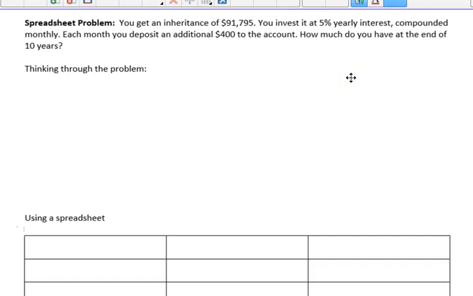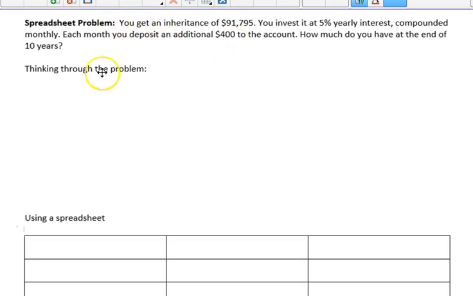Now let's look at another application of recursive formulas. Let's say you get an inheritance of $91,795. You want to invest it at 5% yearly interest compounded monthly. Compounded monthly means a little bit of the 5% is added each month. In other words, 1/12 of 5% is added each month. Or I shouldn't say added, but you get that interest rate each month. Each month you deposit an additional $400 to the account.